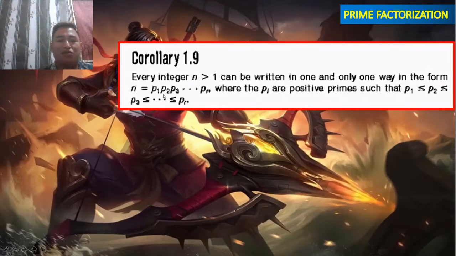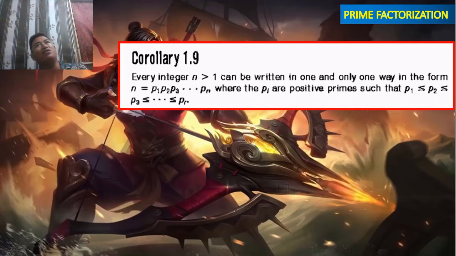Okay, so positive na. Example 4, mga n, can be written in one and only one way in the form of n is equal to P1, P2, P3, PR, where Pi are positive primes such that P1 less than or equal to P2 less than, okay. So, kung imong i-arrange class ang mga prime class, can be written in one and only one way.